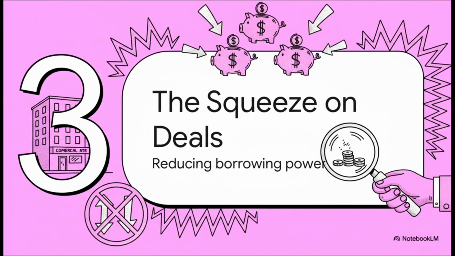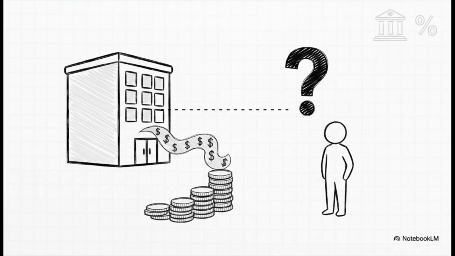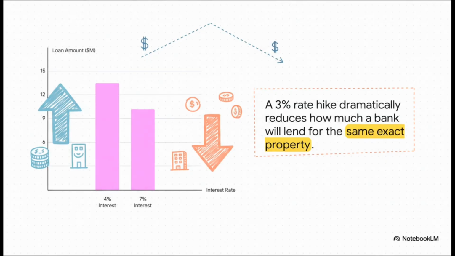All right, enough with the theory. Let's talk about what this looks like in the real world when someone is actually out there trying to buy a building. This is what we call the squeeze on deals. So let's play this out. Imagine there's a property, and it makes a nice, clean $1 million a year in income. You want to buy it, so you go to the bank for a loan. How much are they going to give you? Well, that is going to depend almost entirely on the interest rate, because the rate dictates how big your mortgage payment is. And here is the absolute kicker.